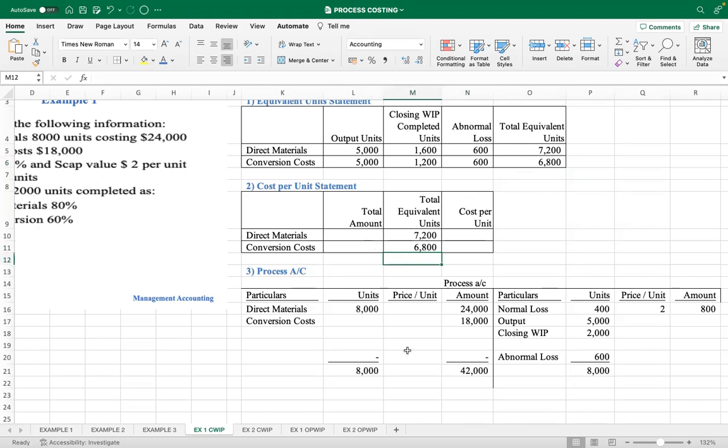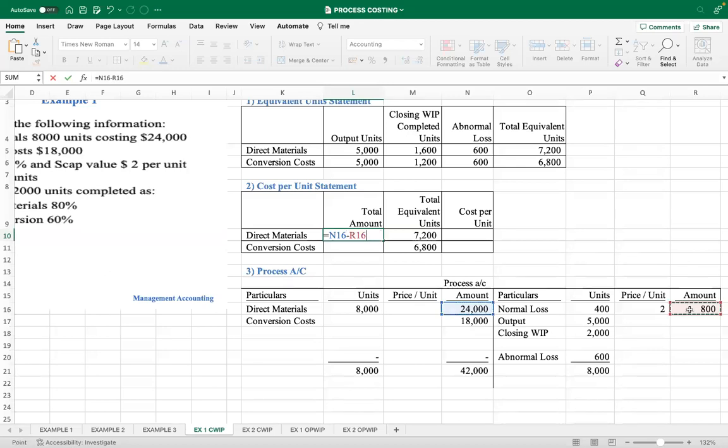6,800. Total amount, you pick it from the process accounts. What is the total amount for direct materials? You can see 24,000. So the total amount is 24,000 for direct materials, but we suffered a loss of 800. There was a normal loss of 800. So it reduces that because there was a loss in units of 400 at a price of 2 to give us a value of 800. So direct materials total amount is total amount of direct materials minus the normal loss, expected loss amount.